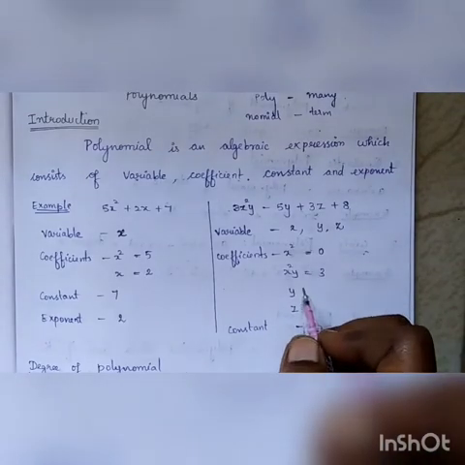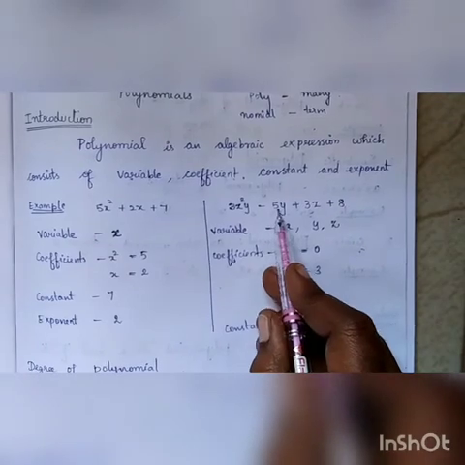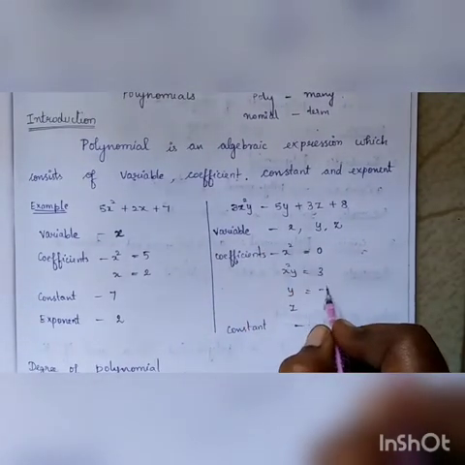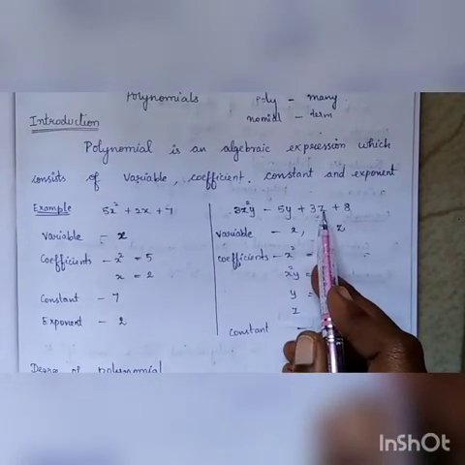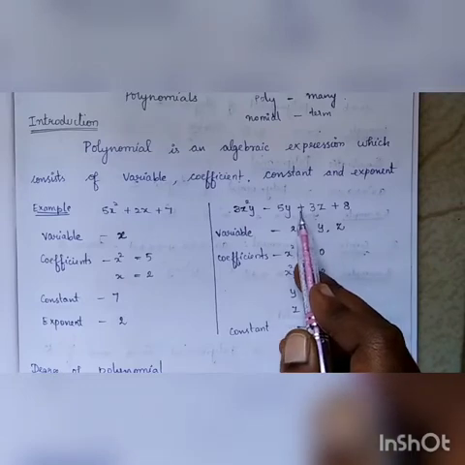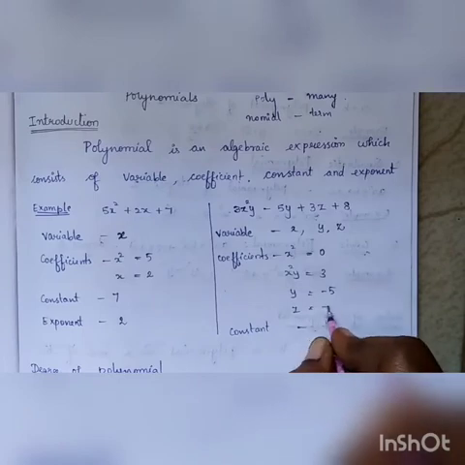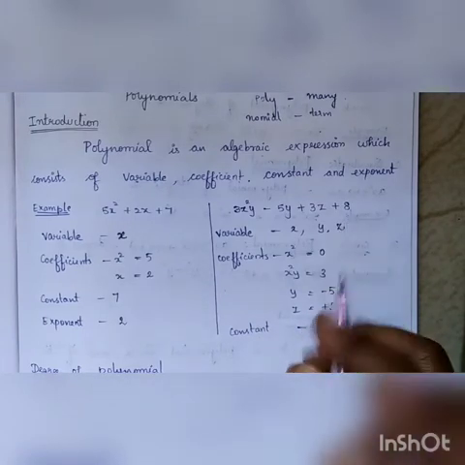Now, what is the coefficient of y? See, before that 5 is there. Along with that we have to take the sign, so that is minus 5 here. Now, along with z we have 3 here. With the 3, what is the sign? Plus sign is there. So we have to take it along with the sign, that is plus 3 here. Now the constant term, the last term, is 8.